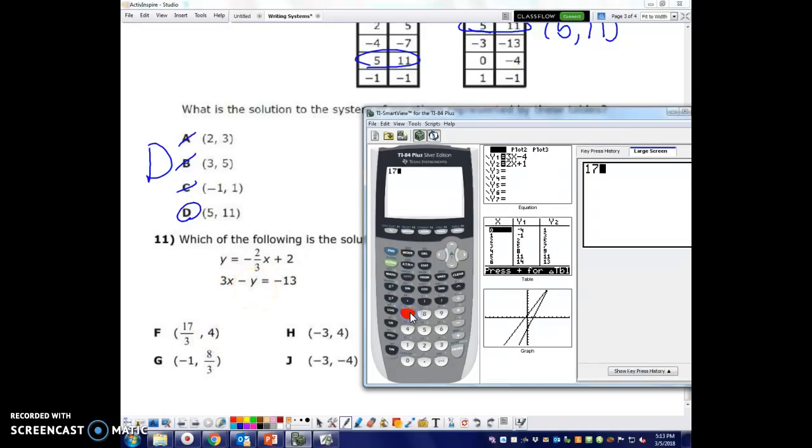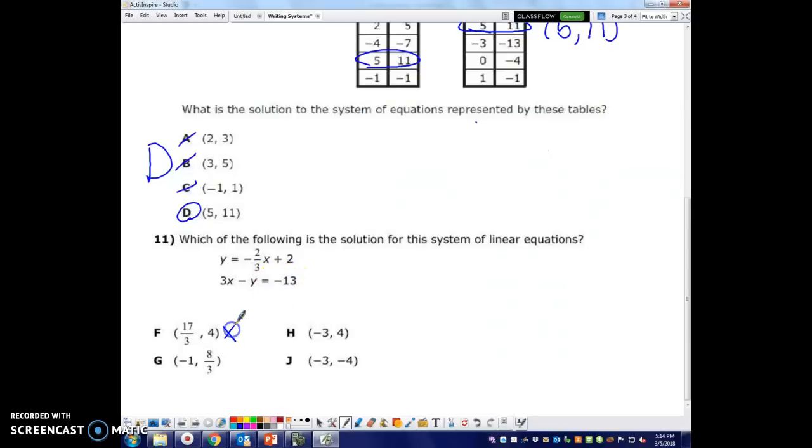So 17 over 3, store, alpha x. We just told our calculator that x is 17 over 3. Now 4, store, alpha y. We just told our calculator that y is 4. So let's type this in. 3 alpha x minus alpha y, enter. Is that negative 13? It's 13, supposed to be negative 13, so that's not correct.